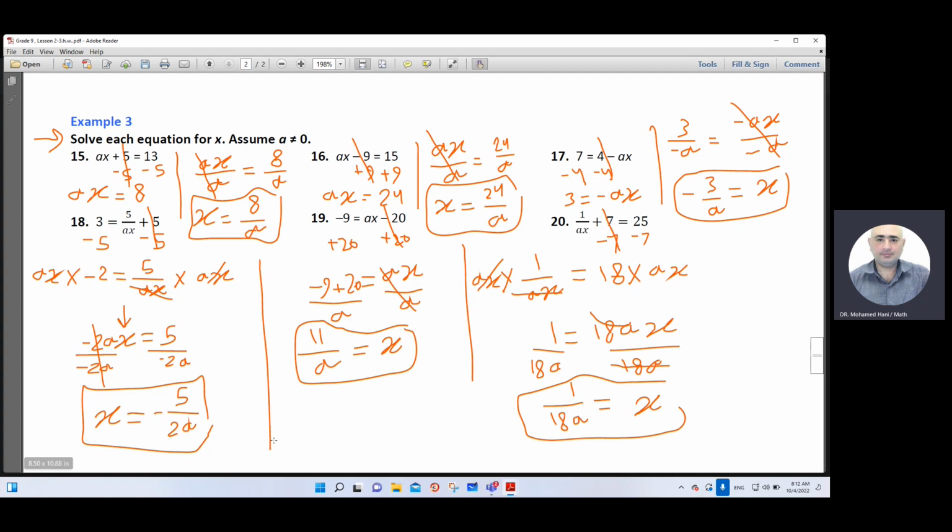If you want to check, I will do this exercise and all the same idea. You can substitute the solution in the equation. So we have here negative 9. Is it equal, put here question mark, is it equal A times the value of X? What is the value of X? 11 over A. Minus 20.